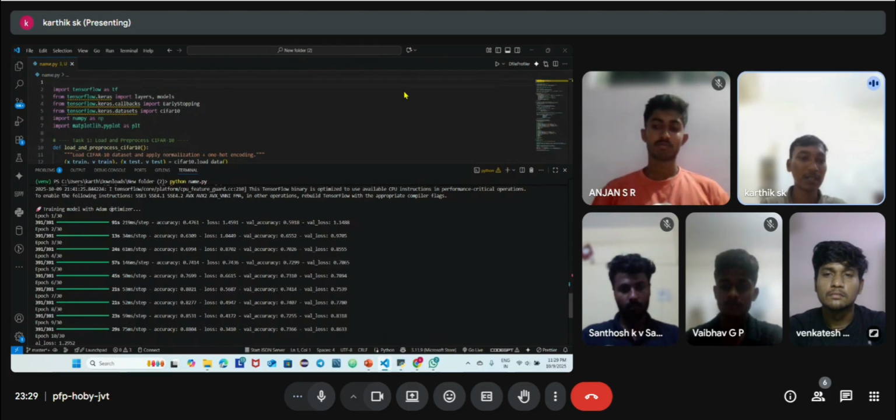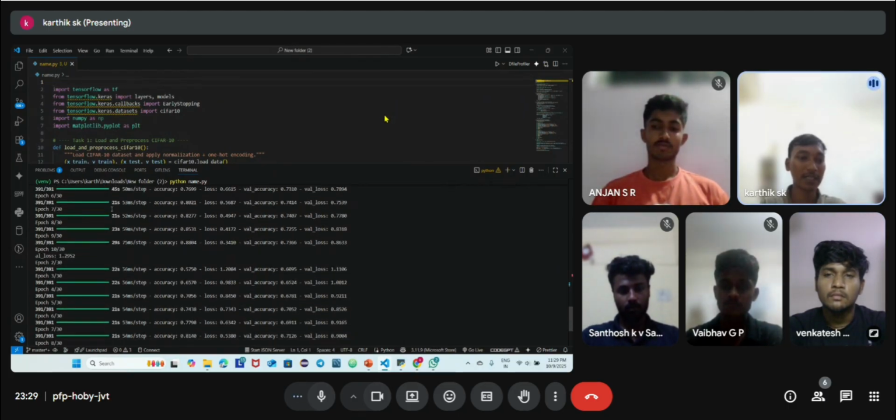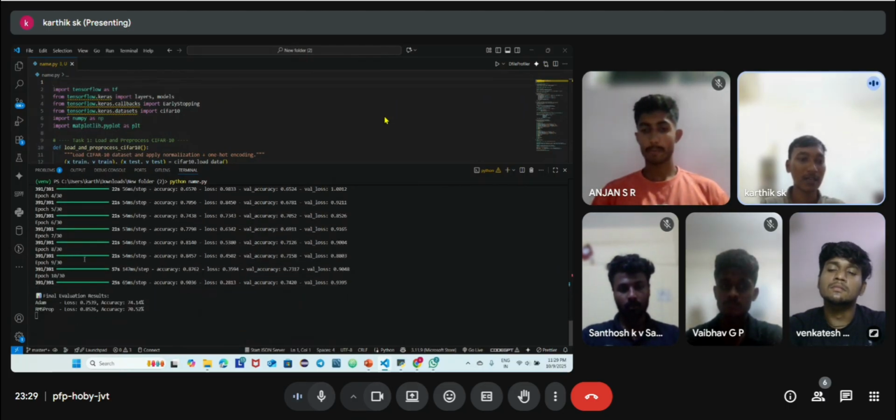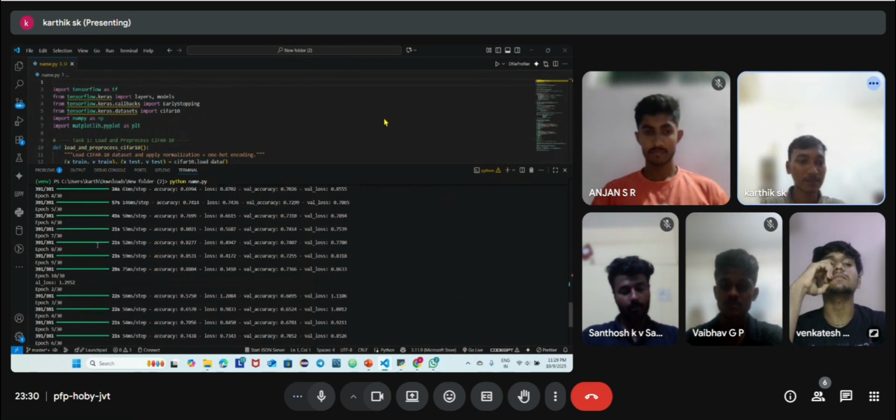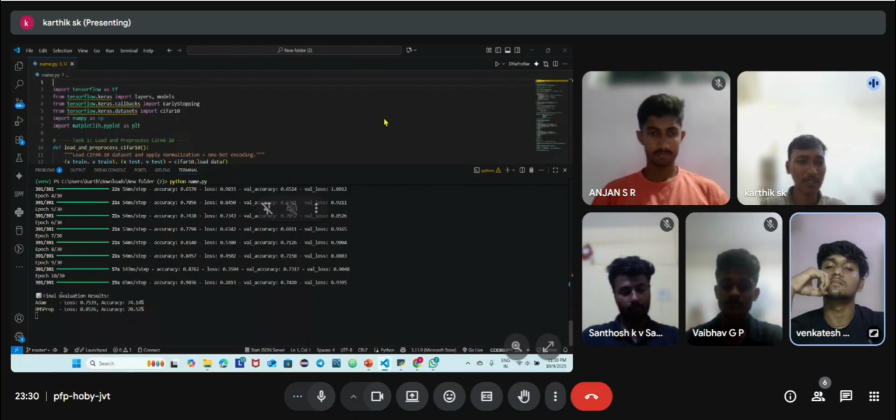model with an Adam optimizer, which trains for nearly 30 batches or so. And next is the final evaluation results, which give the Adam and RMSprop results. The loss of Adam is 0.7539 and the accuracy is up to 74%, whereas for RMSprop the loss is 0.85 and the accuracy is 70%.